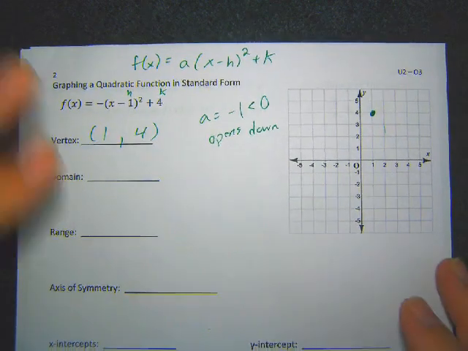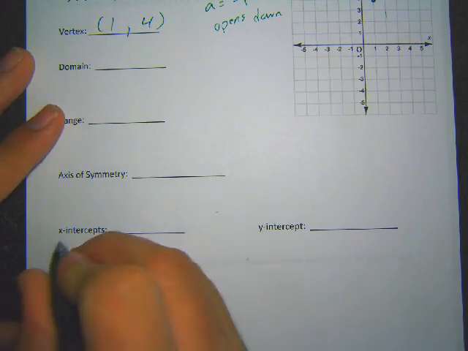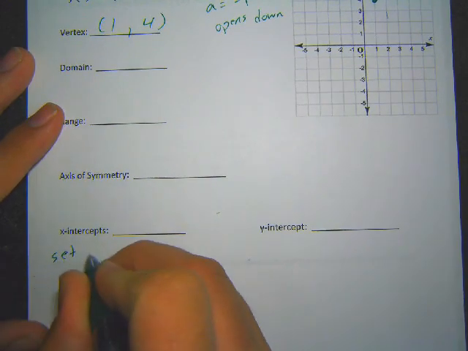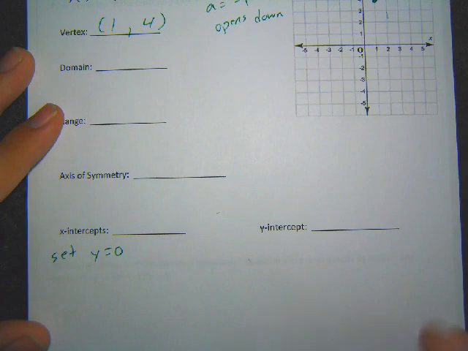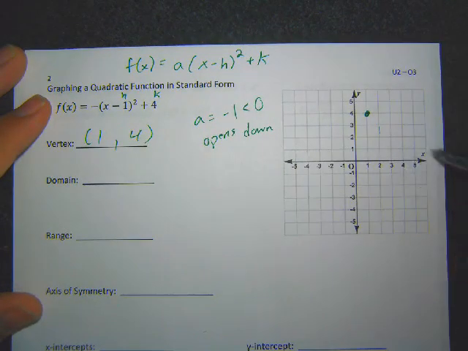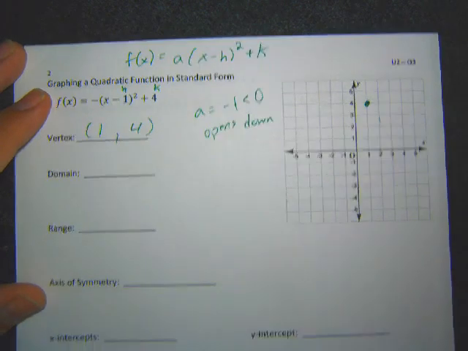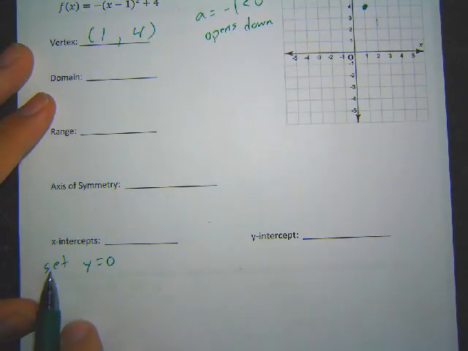Okay, before I get to domain, range, and all that stuff, let's talk about those x-intercepts. Let's find those. How do I find x-intercepts? Well, remember, you find x-intercepts by setting the y equal to 0. We talked about this earlier in the semester. We said the intercepts are where you cross the axes, and to cross the x-axis, your height has to be 0, which means the y value has to be 0. So we always find x-intercepts by setting y equal to 0.